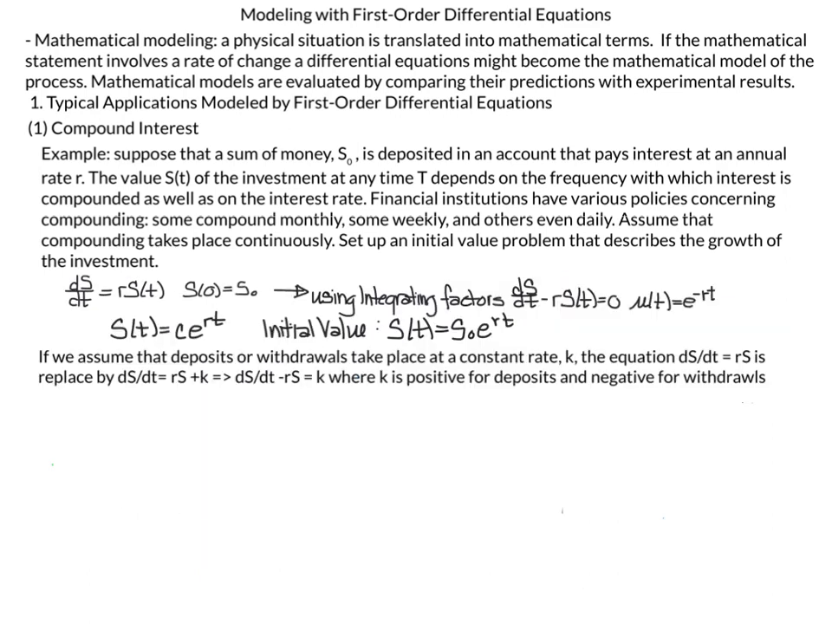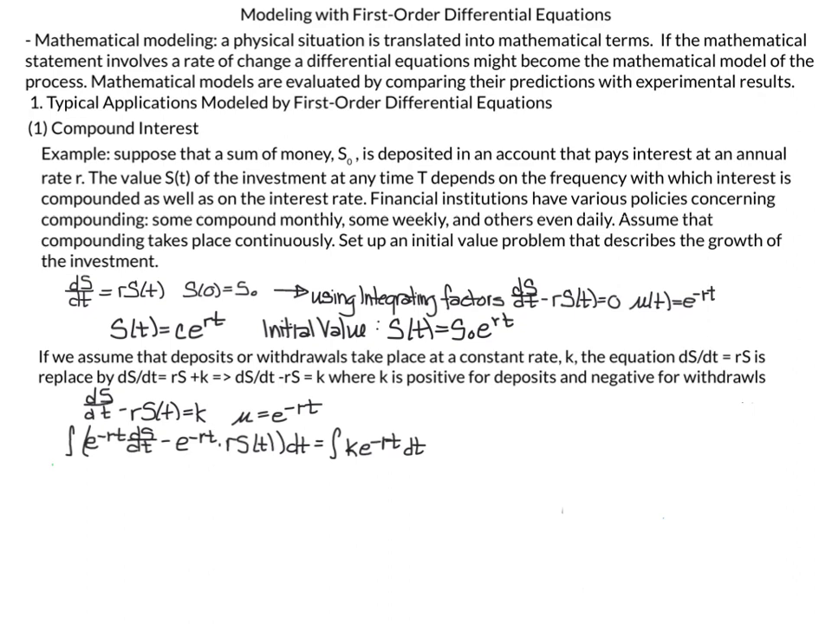To add a little more realism to this problem, if we assume that deposits or withdrawals take place at a constant rate k, the equation ds/dt equals rs is then replaced by ds/dt equals rs plus k, which implies that ds/dt minus rs is equal to k, where k is positive for deposits and negative for withdrawals. Here is my equation, and as you can see, it's not going to change my mu because my p of t is the same.